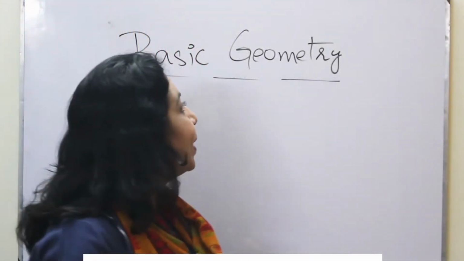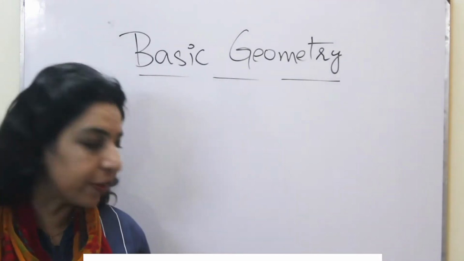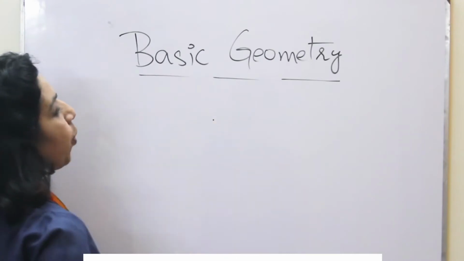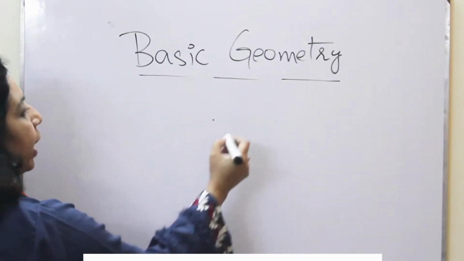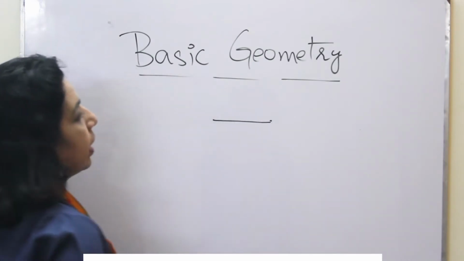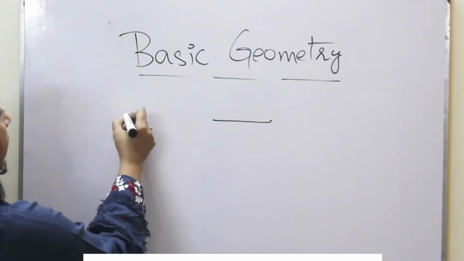Welcome back, dear students. Today our topic is basic geometry, in which we shall do different types of angles and their properties. The smallest possible geometrical figure is a point. When we have 2 points, we have a line segment. Usually people denote a point with a dot or with a cross.